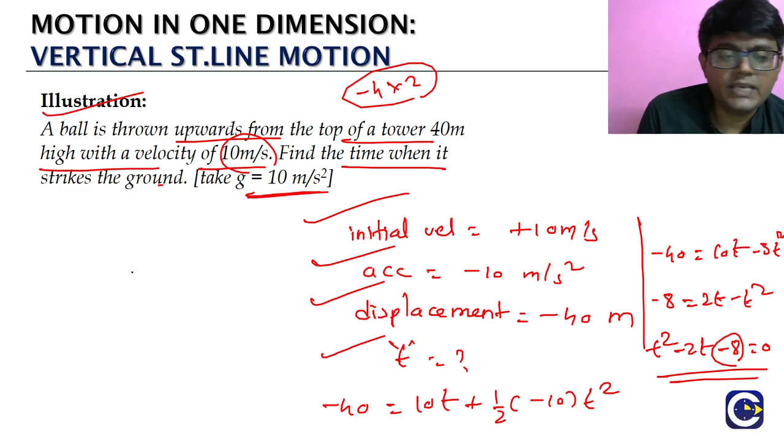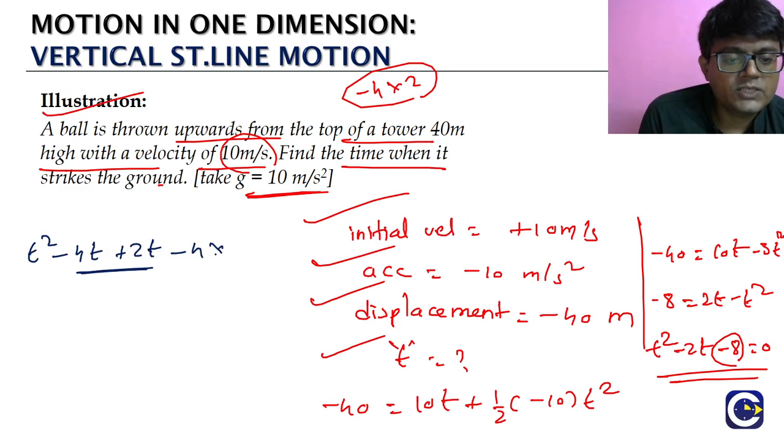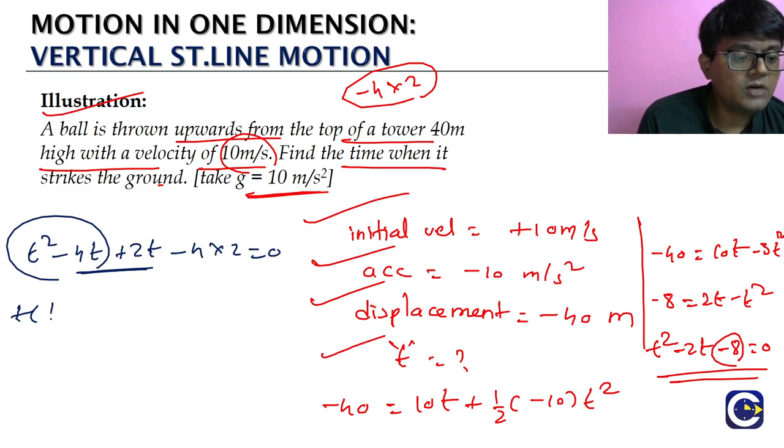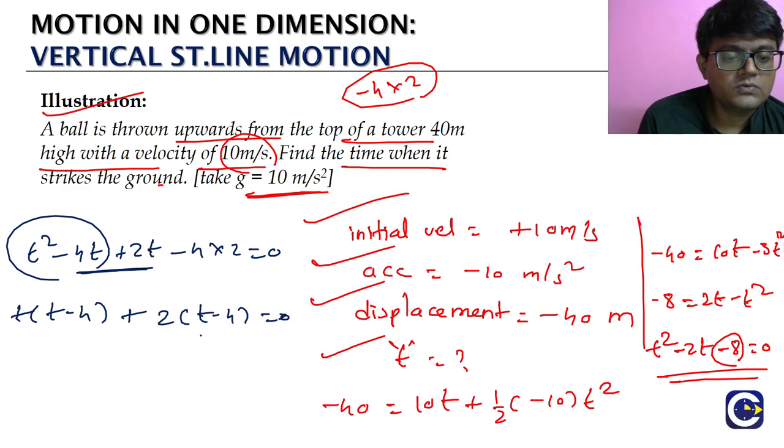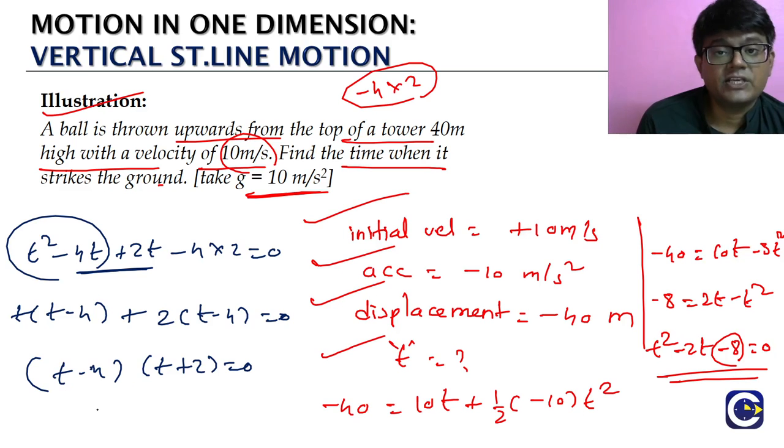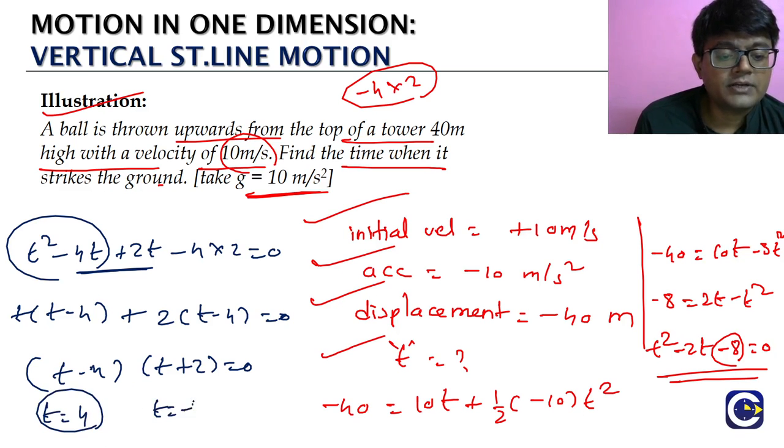So here we can write t square minus 4t plus 2t minus 4 into 2 is equal to 0. Here t we take common, t minus 4. Here we'll take 2 common, t minus 4. So t minus 4 we take common out, it will be t minus 4 into t plus 2 is equal to 0. This is the factorization. So here we'll get the two values of time. t is equal to either 4 or t is equal to minus 2.